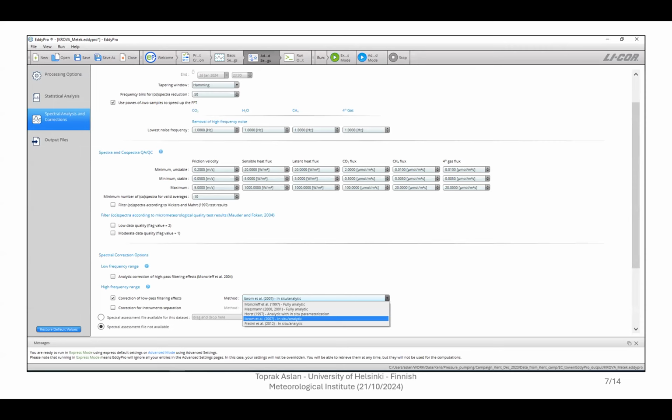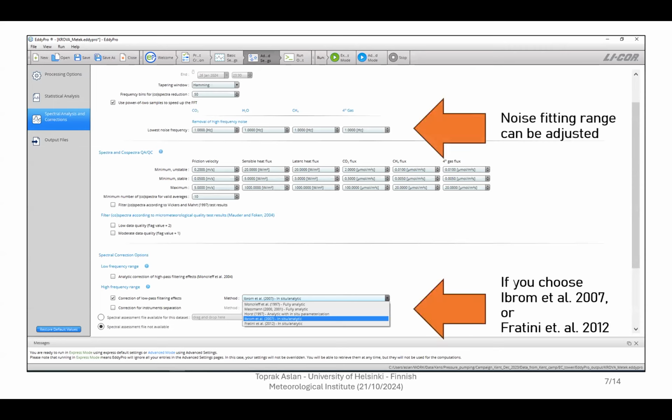In EddyPro, when you choose the methods here, you define the threshold here for each gas: CO2, water vapor, methane, and other gases. But you notice that there is only one threshold for water vapor, which I think is quite problematic, because attenuation of water vapor depends on relative humidity. And this one fixed threshold is actually a big source of uncertainty in water fluxes and energy balance closure.